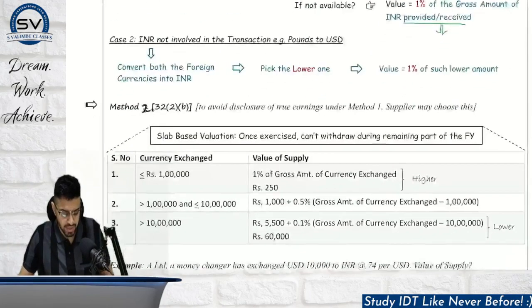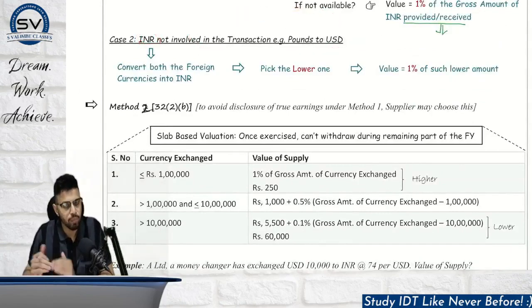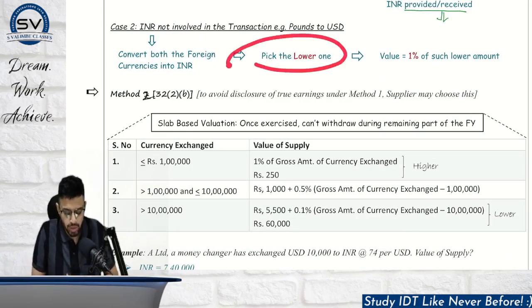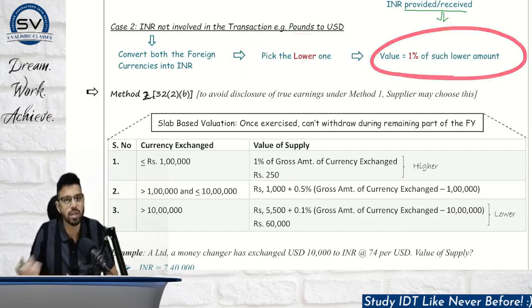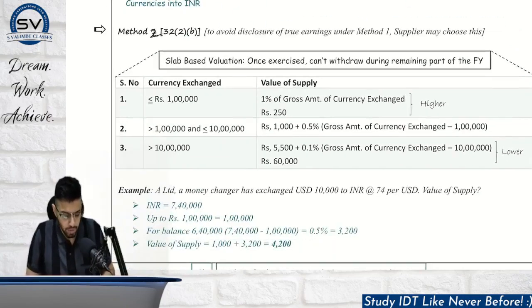Okay. Next, case number 2. Let's say INR is not involved in the picture. I bought pounds, I gave USD. In that case, you have to convert both the currencies into INR as per the rate that will be given in the question. You pick the lower one and you take 1% of such lower amount as your value of supply. As simple as that. Right? Now, method number 2.